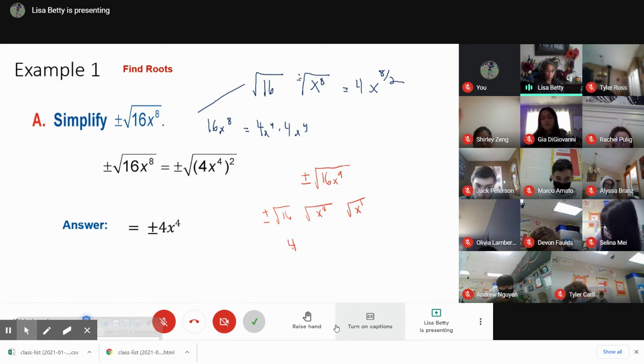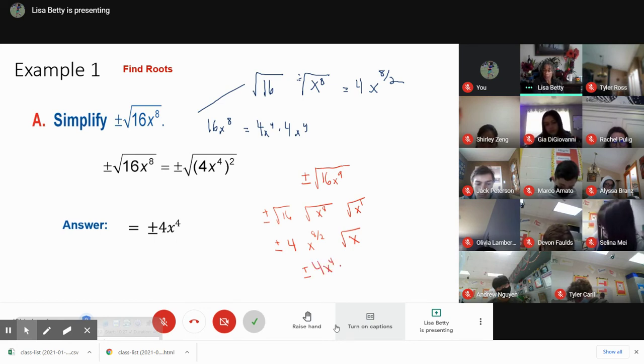So you got 4, don't lose your positive and negative. This is going to be x to the 8 over 2, and this is going to stay like that. I'm just going to leave it there. There's going to be a leftover. So my final answer is going to be positive or negative 4x to the 4th times radical x. That'll be that. So just be clear on that. If there's an odd number, I've got a leftover under the radical.